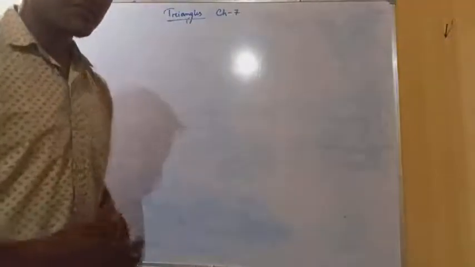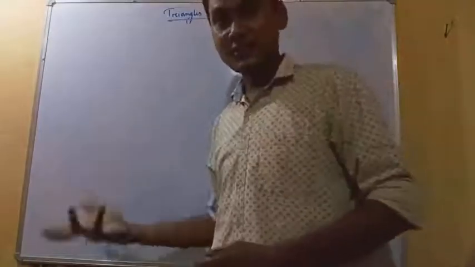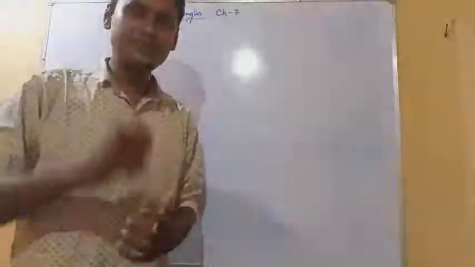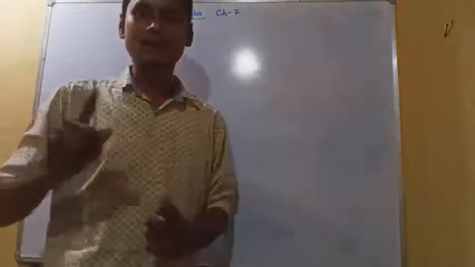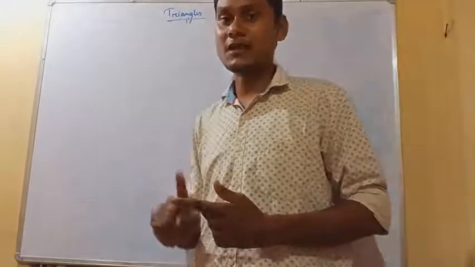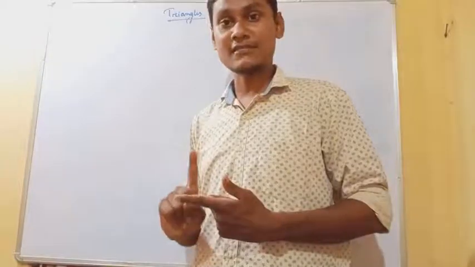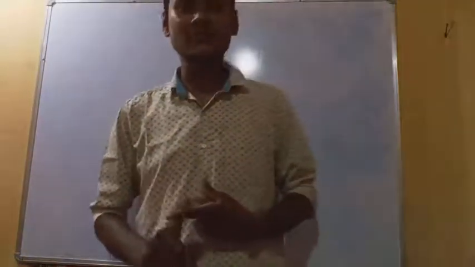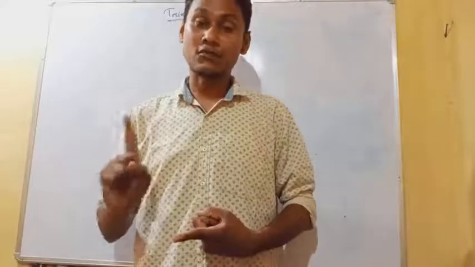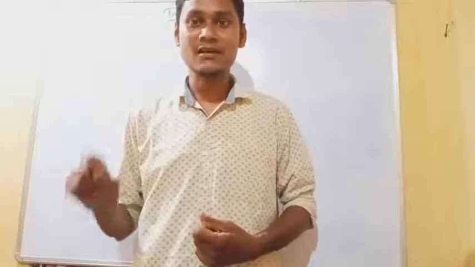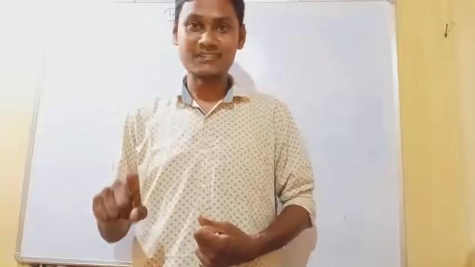Now, first of all, the important thing is what we discussed in the last class. In the last class we discussed one theorem: angles opposite to equal sides of an isosceles triangle are equal. And in this class we are going to discuss one more theorem, which is the converse of this theorem.